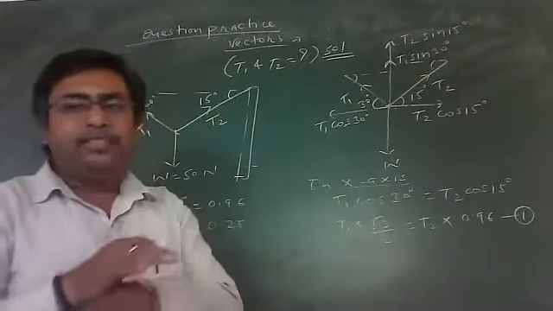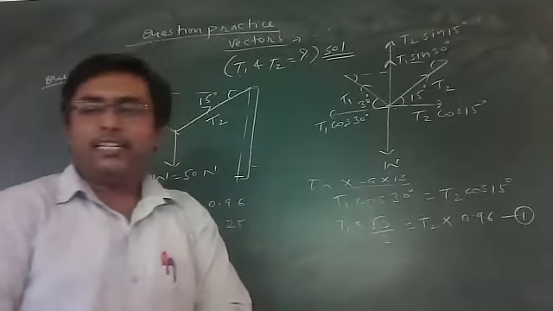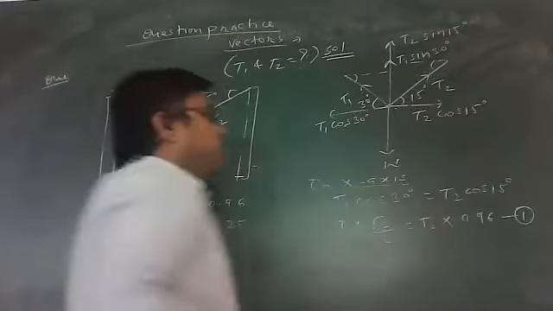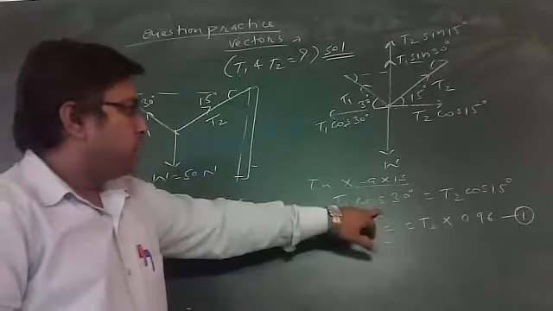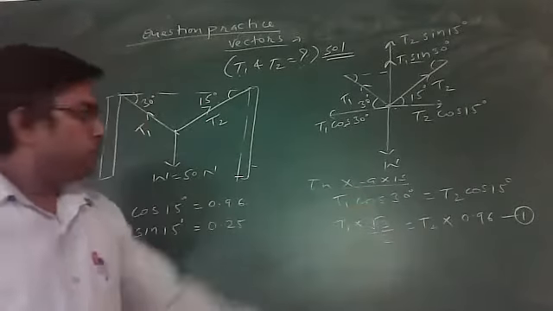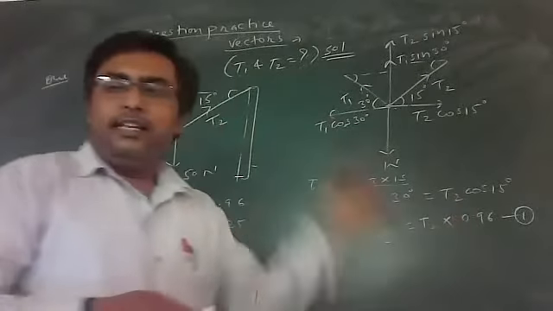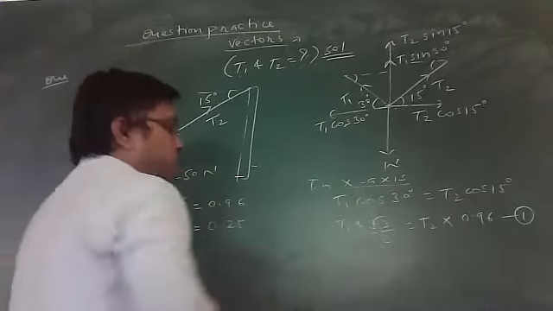Now, first I am balancing the forces in the x-axis. So in the x-axis, T1 cos 30 and T2 cos 15 are equalized. The value of cos 30 is root 3 by 2. The value of cos 15 is given by the question, that is 0.96. In the same manner, I will find the expression for the y-axis.